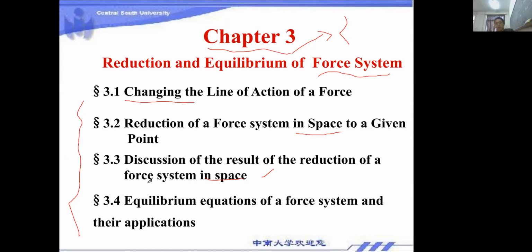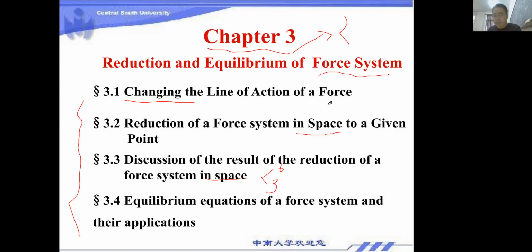Actually, the main difference is the equilibrium condition of a force system in space. It will have 6 equations, but when it is simplified to just a plane, it will only have 3 equations. So we'll see later, not today. The final one will be equilibrium equations of a force system and their applications. So I think we only have a little time today to talk about changing the line of action of a force.